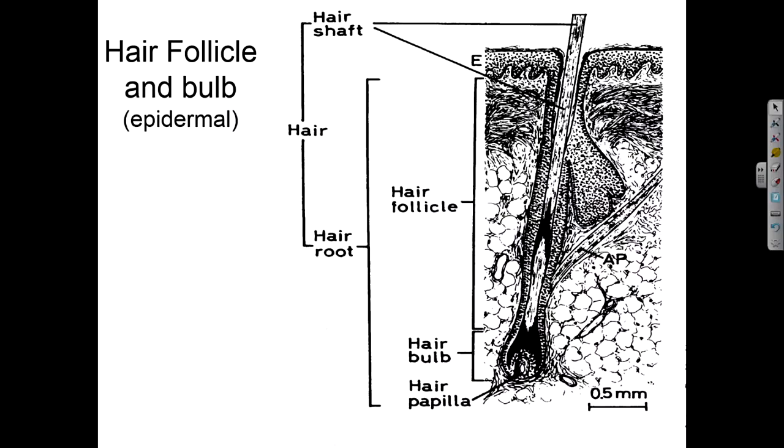But anyway, hair follicle and bulb. So a hair consists of the shaft, and the follicle, or the root, I should say, is that part beneath the surface of the skin. The root consists mostly of the follicle, and then there's a bulb at the bottom from which the hair grows itself.